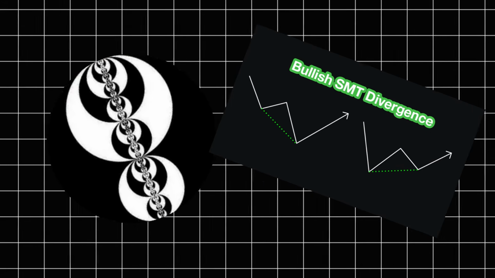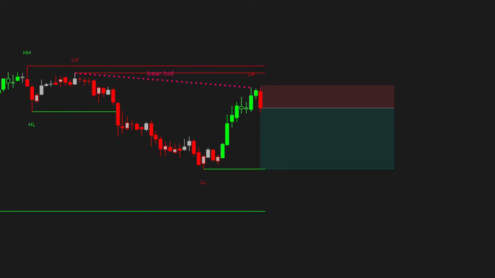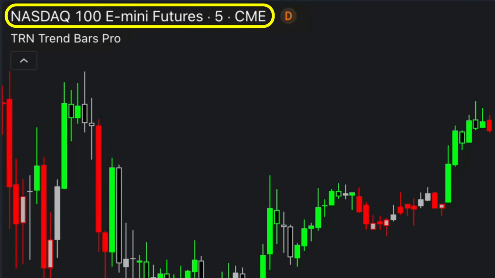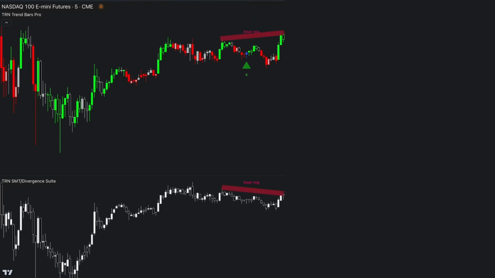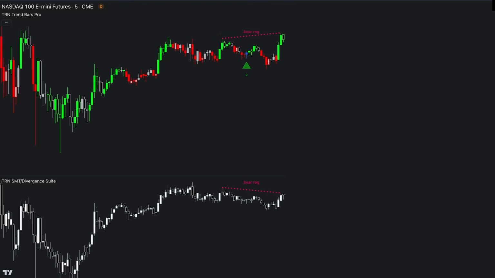Or maybe you are an ICT trader and you like SMT divergences. I really can understand this because they are extremely powerful. The Trend Bars Pro can deliver you a perfect market entry. Like in this example, where we are on the NQ 5-minute time frame and we found a bearish SMT divergence. If you want to enter a short position, you can just wait for the trend bars to turn red and enter at candle close.